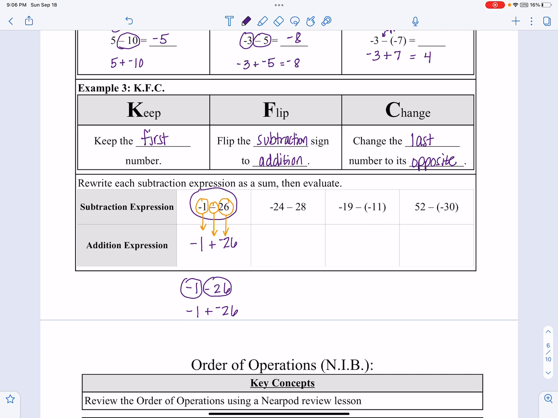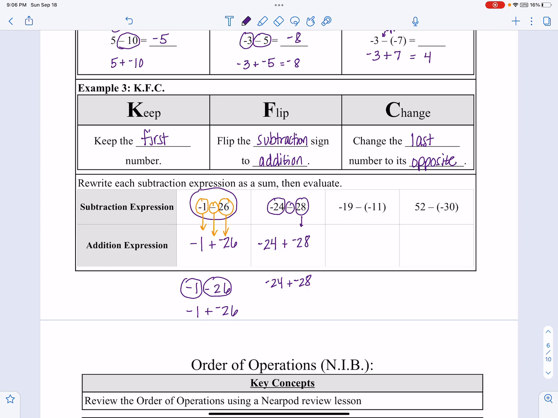Okay, so keep, flip, change, KFC. I'm going to keep the negative 24. I'm going to flip the negative to a positive, and then I'm going to change the last number to its opposite, which is a negative 28. Or again, I can just look at this as negative 24 and a negative 28, and then I'm done, if you look at them as two separate numbers. All right, so let's look at the next one.